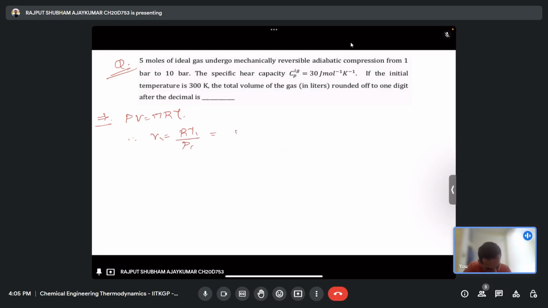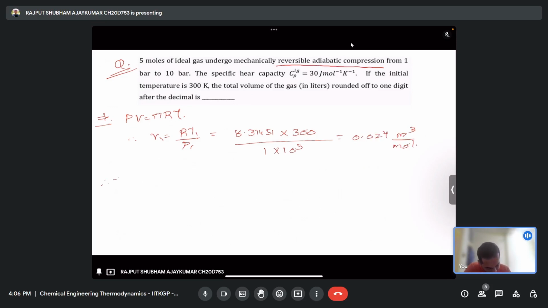So R equal to 8.31451 joule per mole Kelvin into T1, which is given to us as 300 Kelvin, divided by P1, the pressure, as 1 bar. So we convert it into Pascal. That is 1 bar is equal to 10 to the 5 Pascal. This comes out to be 0.024 meter cube per mole.